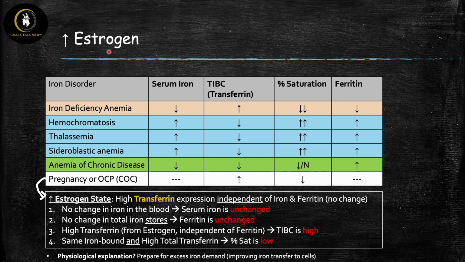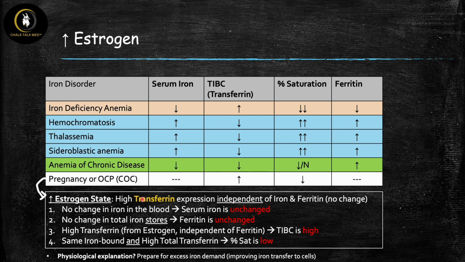And this is called the increased estrogen state. So when does this normally happen? This normally happens in this last row that I've added to the table. So in pregnancy or combined oral contraceptive pills, right? So under these conditions, you have more estrogen than normal, and increased estrogen actually leads to higher transferrin expression independent of iron and ferritin. So what does this mean? That means that the body is just going to produce, express, and make more transferrin proteins. Not going to change anything in the iron, not going to change anything in its ferritin levels. Just going to make more transferrin.